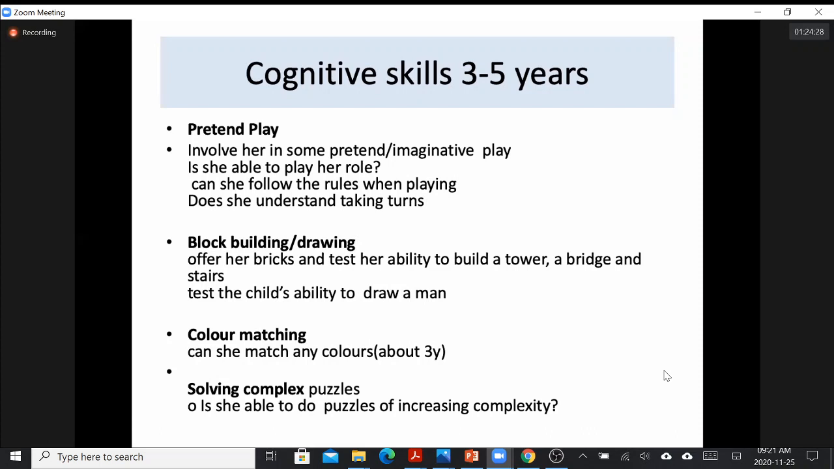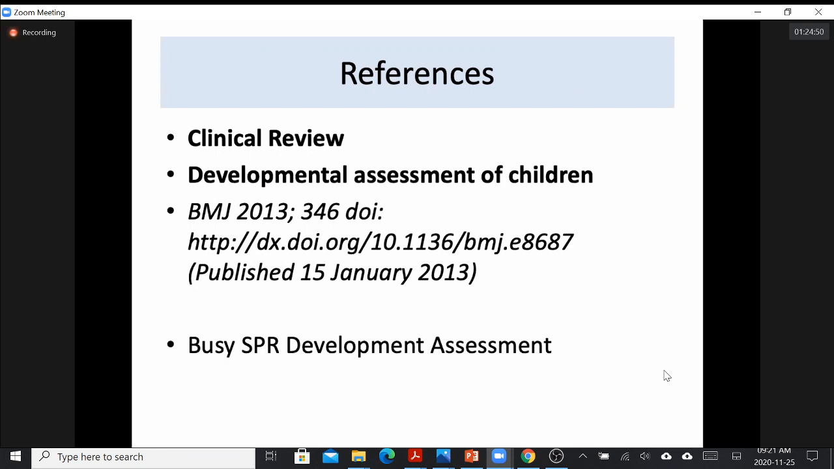So do they engage in pretend play? We actually give them a small doll and, say, teacups and various things to see whether they do pretend play. Does she follow rules? And then again, board games or different games. So can they take turns? Right? Can they identify colors? Can they solve simple puzzles? Right? So that is basically how we check the development in children, right?